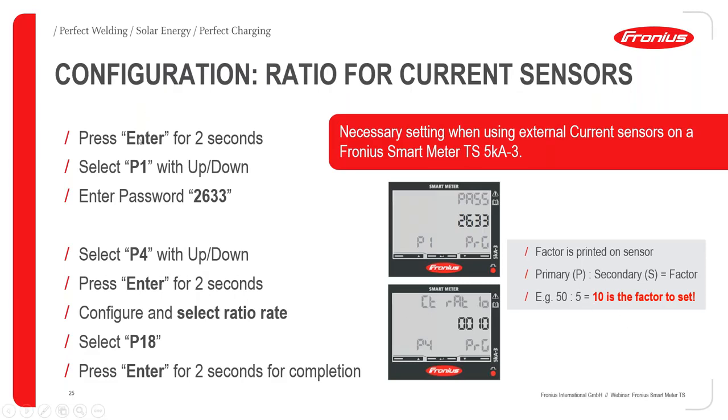So again, enter for 2 seconds, select page 1 and enter the password. That's the same as before. And then we select page 4, press enter again, and then it says, okay, current transducer ratio. So we need to set there the number 10 then, in our case. We go back to page 18, press enter for 2 seconds, and then we are complete.